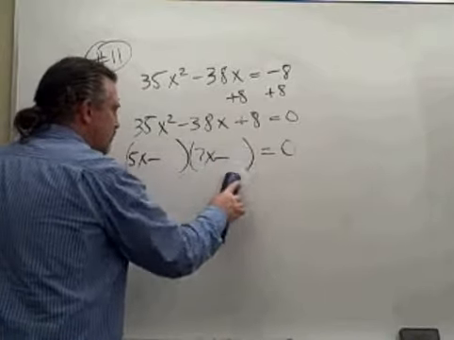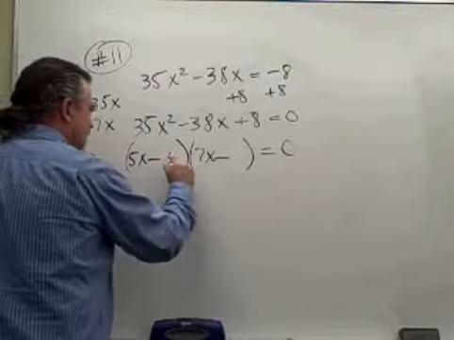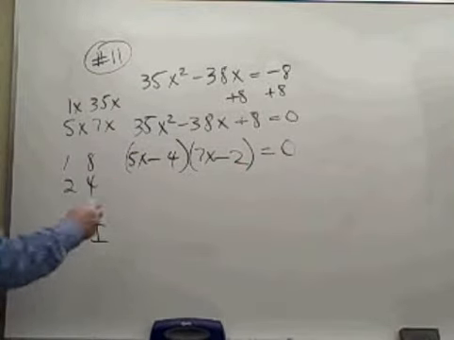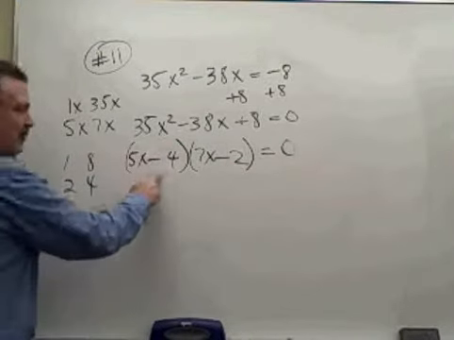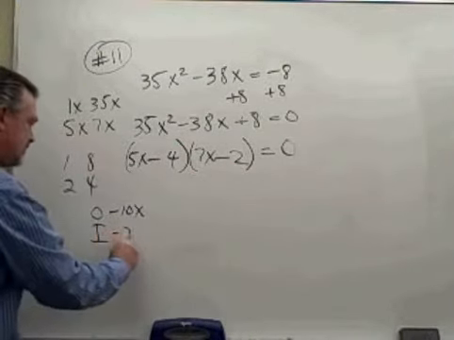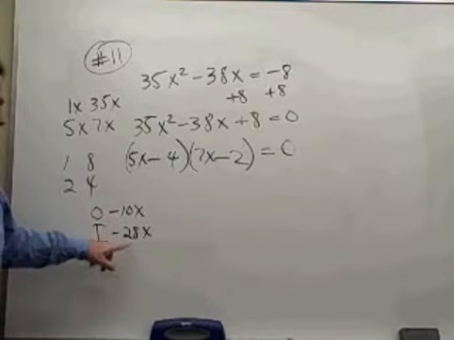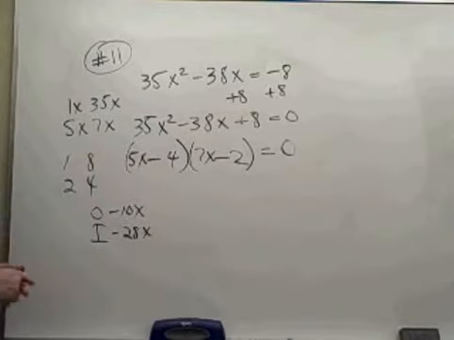So let's try reversing the 2 and the 4 and see what happens. Now look at the O and the I of FOIL. 5x times minus 2 is minus 10x. Minus 4 times 7x is minus 28x. That looks better. You owe $10, you owe $28, that's owing 38. We've got our factorization.